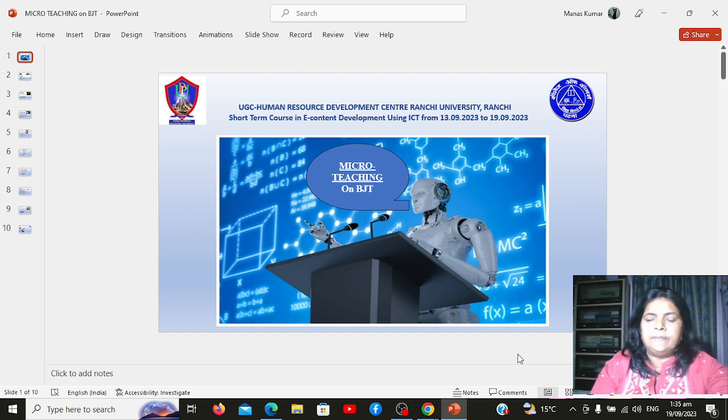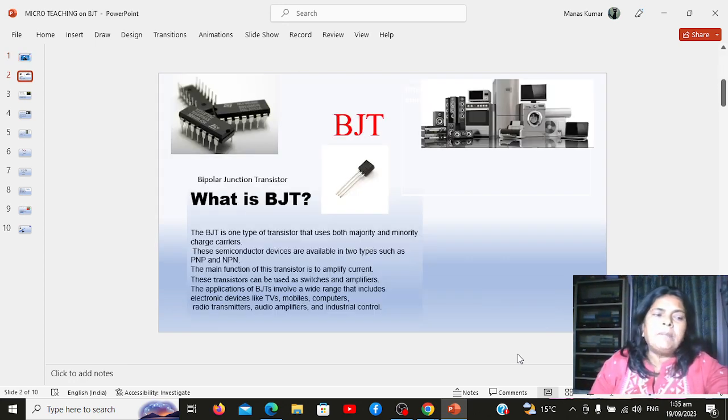What is a BJT? A bipolar transistor is a three-terminal device which consists of two p-n junctions formed by sandwiching either p-type or n-type semiconductor material between a pair of opposite type semiconductor. The primary function of a BJT is to increase the strength of a weak signal. It acts as an amplifier. A BJT can also be used as a solid state switch in electronic circuits.